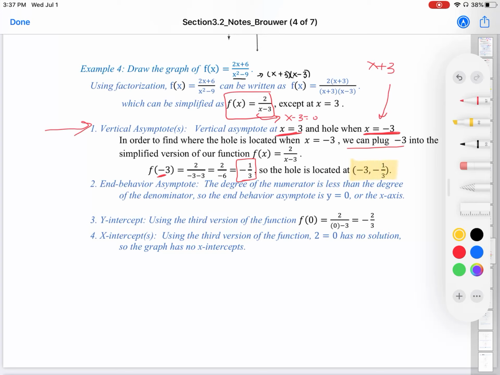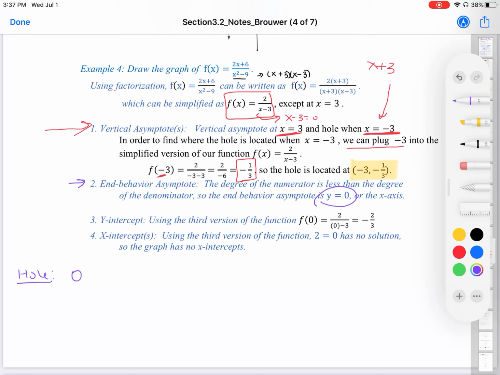So we go on as our list tells us to. The only difference is now we have added an extra piece. Now we have a hole that we must consider. A hole is just going to be an open circle in our graph. All right, 2 from our list, the end behavior asymptote. The degree of the numerator is 1 less than the degree of the denominator, so our end behavior is y equals 0.